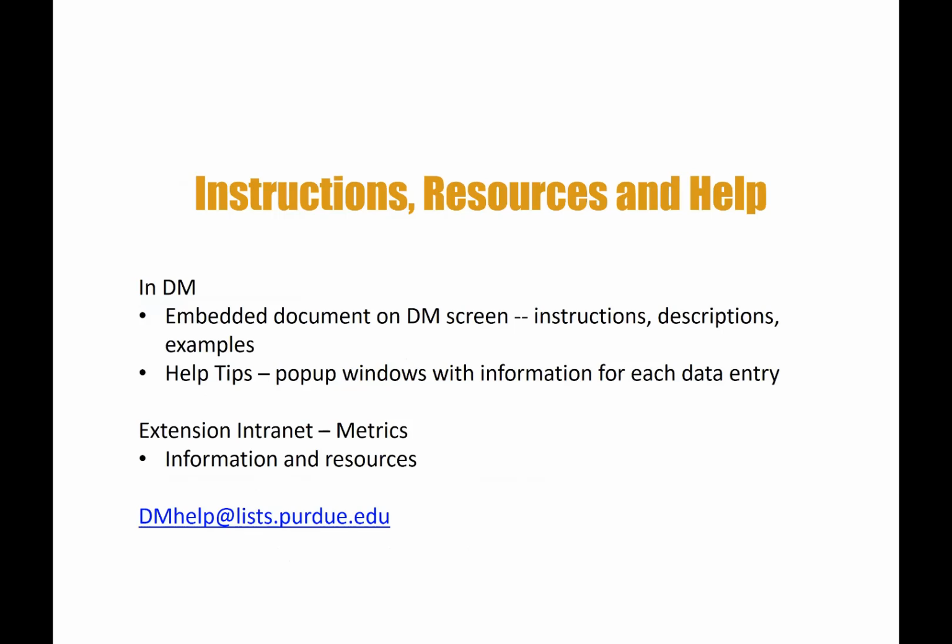So that's a quick overview of external partners and external funding, just to remind you that we have resources available to help you as you're reporting in Digital Measures. We have instruction documents that have been embedded on the screens. We have help tips, which are the question mark located by each field in Digital Measures with their pop-up windows with more information. We have everything documented on the intranet under metrics. And of course, there's DM help at lists.purdue.edu, the email that you can use if you have a question.